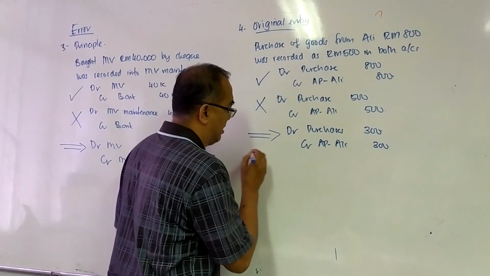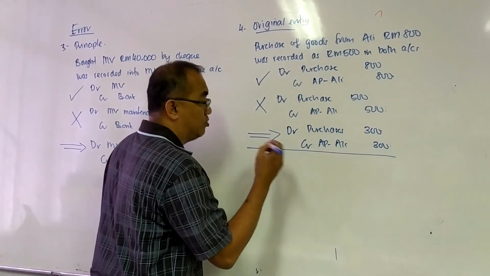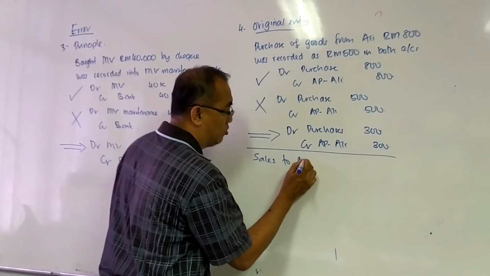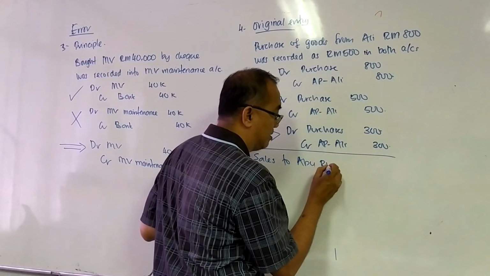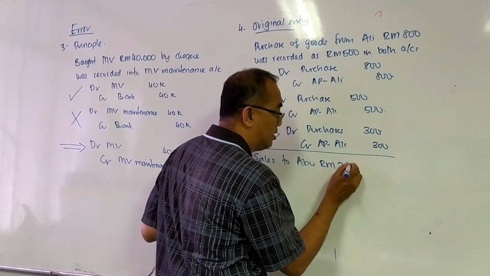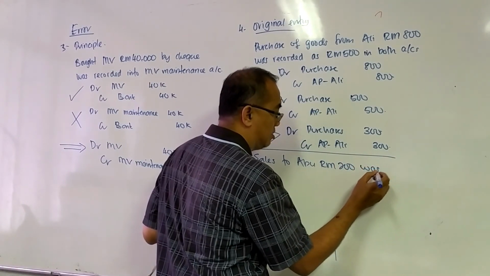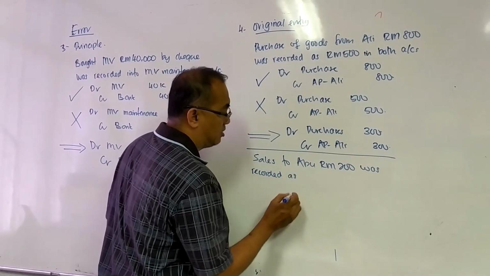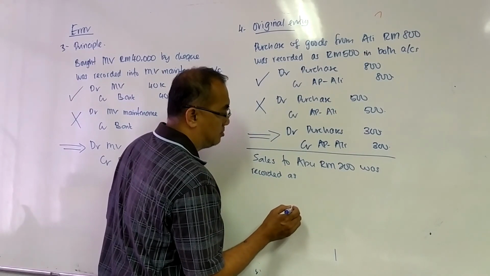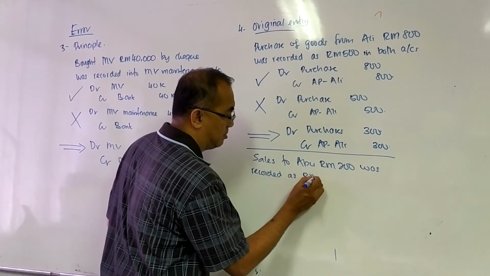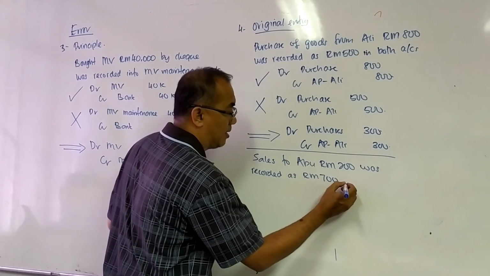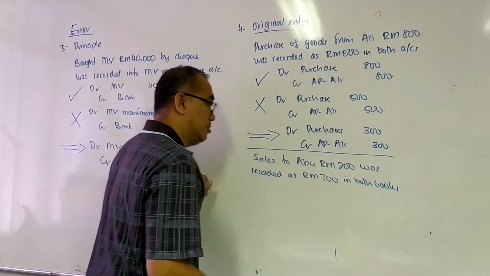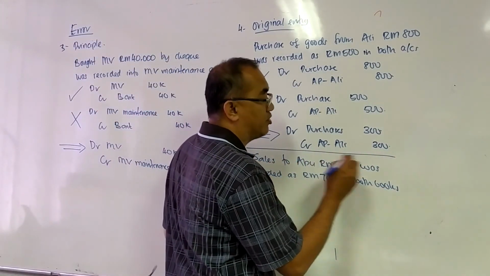So what if, let's say, we do this: sales to Abu, RM 200, was recorded as 700. Sales to Abu on credit.